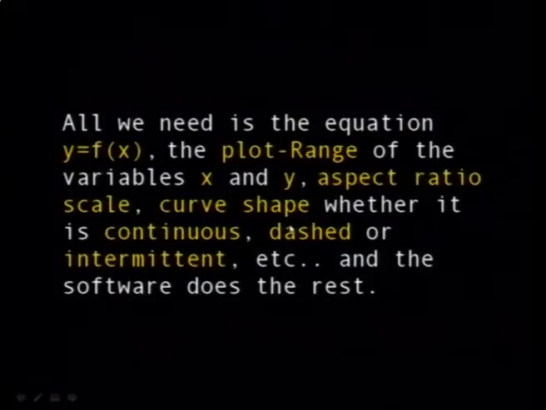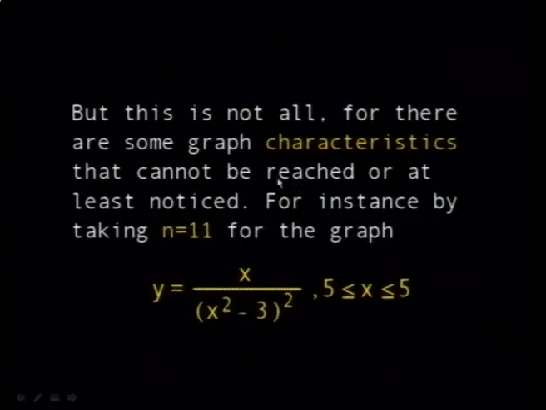So you give them the aspect ratio, the shape, whether you want it to be continuous or dashed, for example. You want it to be intermittent, in other words, not very continuous. They're composed of dots, etc. And then the software does the rest for you. But still, this is not enough. Why? Because there are some graph characteristics, as I said, that cannot be reached by commercial packages.